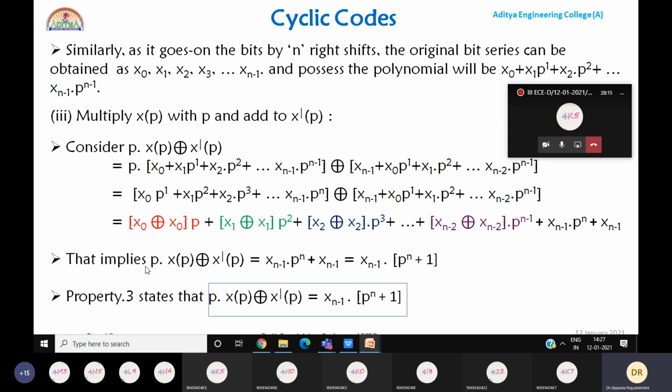Now what is p into x of p XOR x dash of p? It is equal to, what is x0 XOR x0? It is 0.